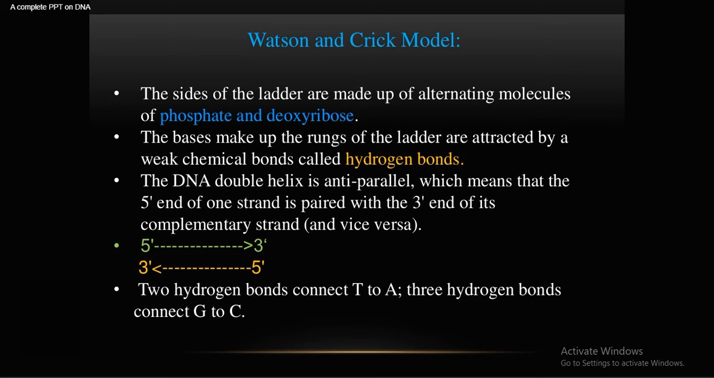In the Watson and Crick model, the sides of the ladder are made up of alternating molecules such as phosphate and deoxyribose, and the bases on the rungs of the ladder are attracted by a weak chemical bond, which is known as hydrogen bonds. The double helix is always antiparallel, which means that the 5 prime end of one strand is paired with the 3 prime end of the complementary strand, and vice versa. And two hydrogen bonds always connect A and T, and three hydrogen bonds connect G and C.